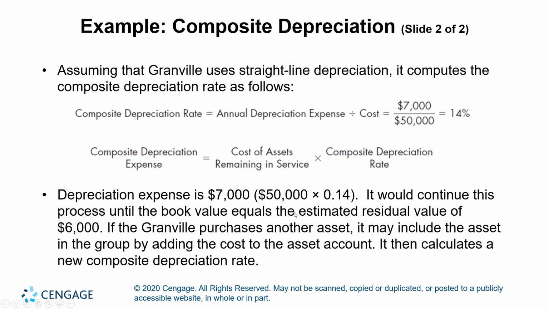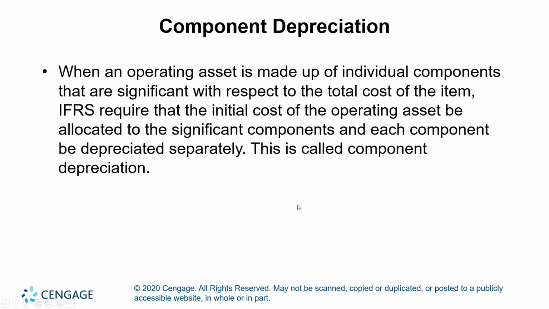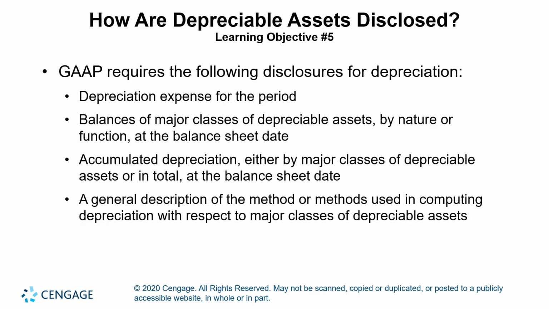So how are depreciable assets disclosed? GAAP requires the following disclosures for depreciation: depreciation expense for the period, balance of major classes of depreciable assets by nature or function at the balance sheet date, the total of accumulated depreciation either by major classes of depreciable assets or in total at the balance sheet date, and a general description of the method or methods used in computing depreciation with respect to major classes of depreciable assets. So that would be required on the financial statements.